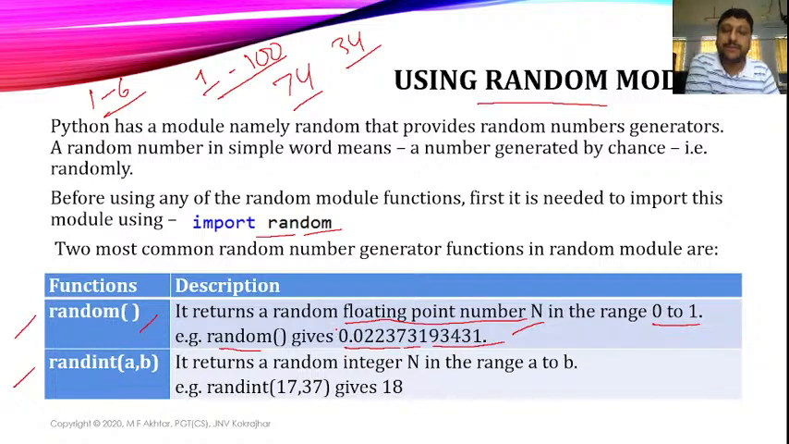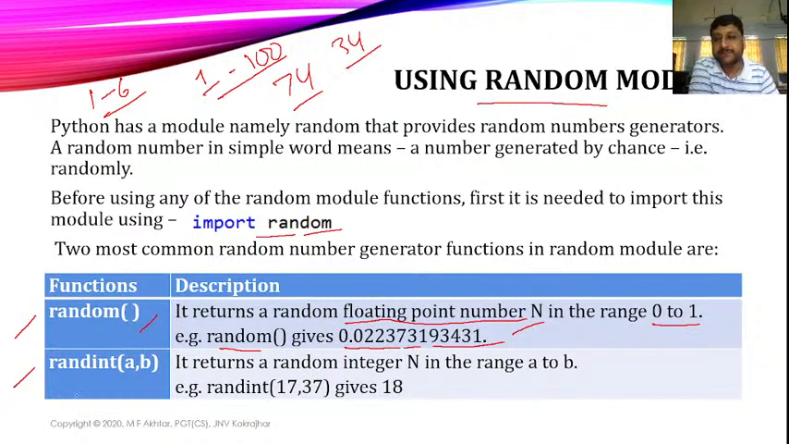When you use it, you may get a different set of numbers, but all those numbers will be in the range 0 to 1, excluding 0 and 1. It will never give you 0, it will never give you 1. In between, a floating point number like 0.01, 0.2, 0.3, 0.4, this type of number will be given.